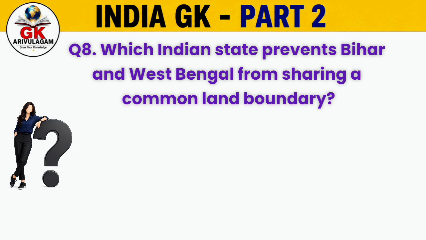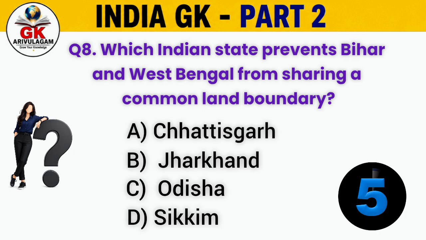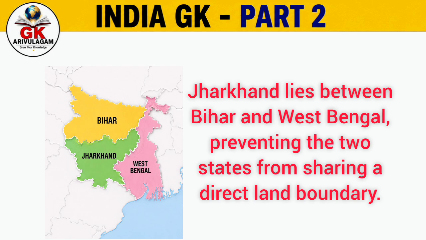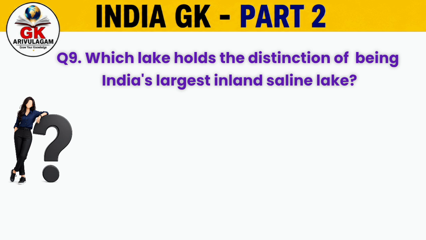Which Indian state prevents Bihar and West Bengal from sharing a common land boundary? Answer: Jharkhand. Jharkhand separates the two states, preventing them from sharing a direct land boundary. Which lake holds the distinction of being India's largest inland saline lake?